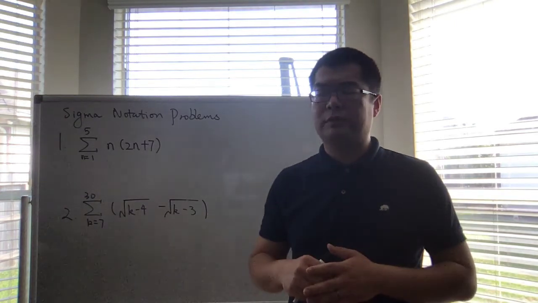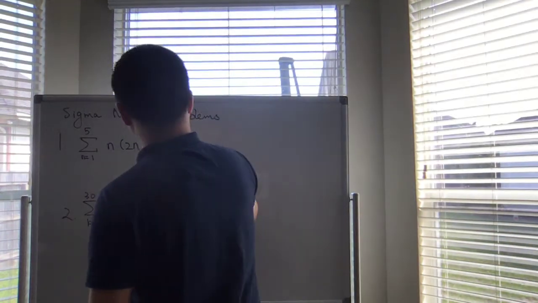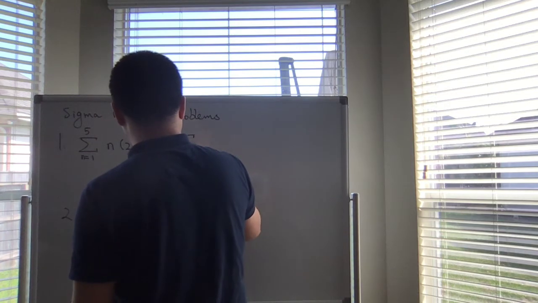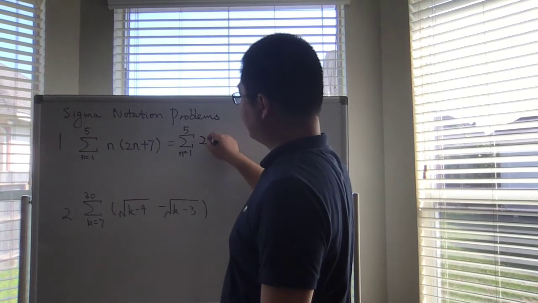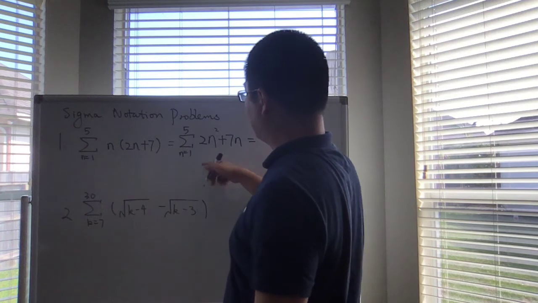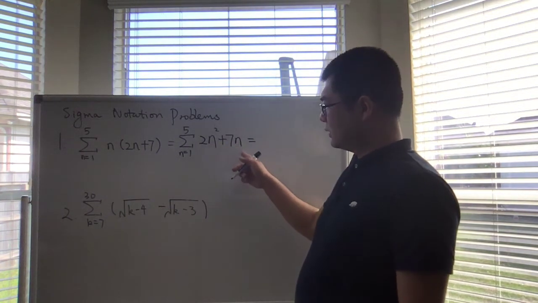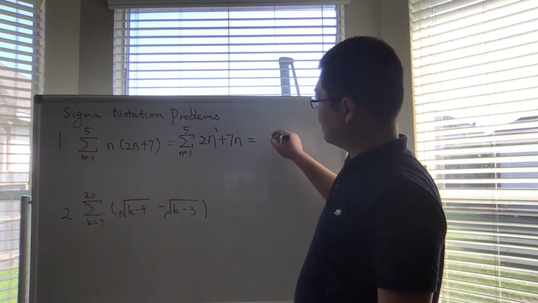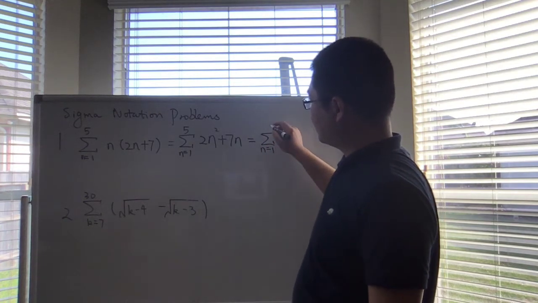We can have at least two ways to think about this problem. But a straightforward way might be you distribute this, give you 2n squared plus 7n, and then just plug in 1, 2, 3, 4, 5. The other thing you can do, guys, is you can do it based on the summation property.